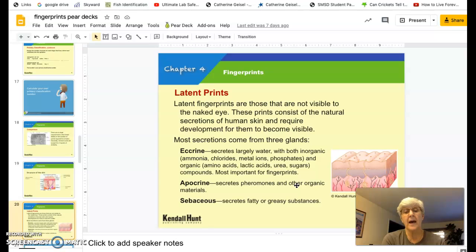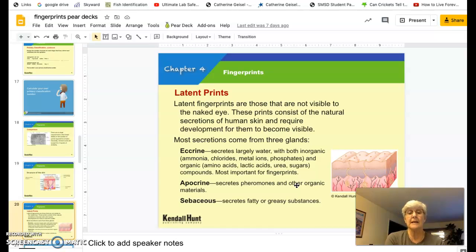You also have apocrine glands, and apocrine glands secrete pheromones and other organic materials. That's usually only in the armpit region and the pubic region. Then you also have sebaceous glands, and sebaceous glands release oils or fatty substances.